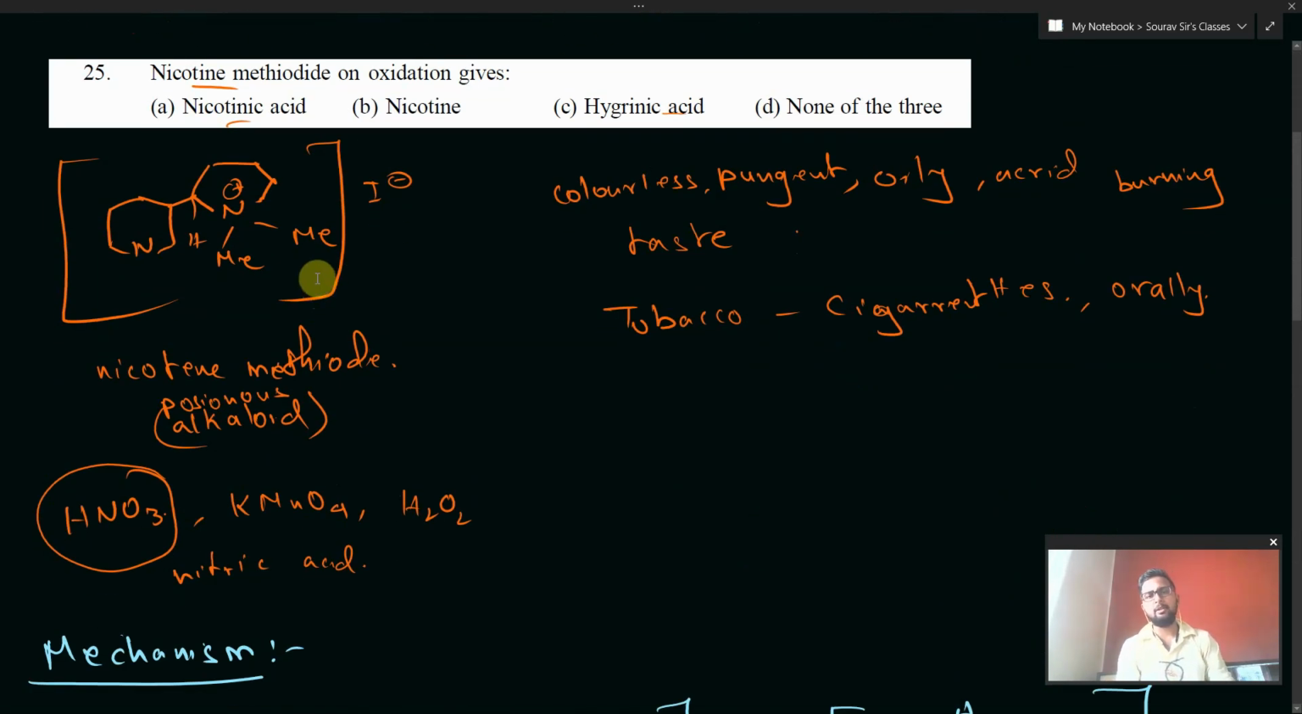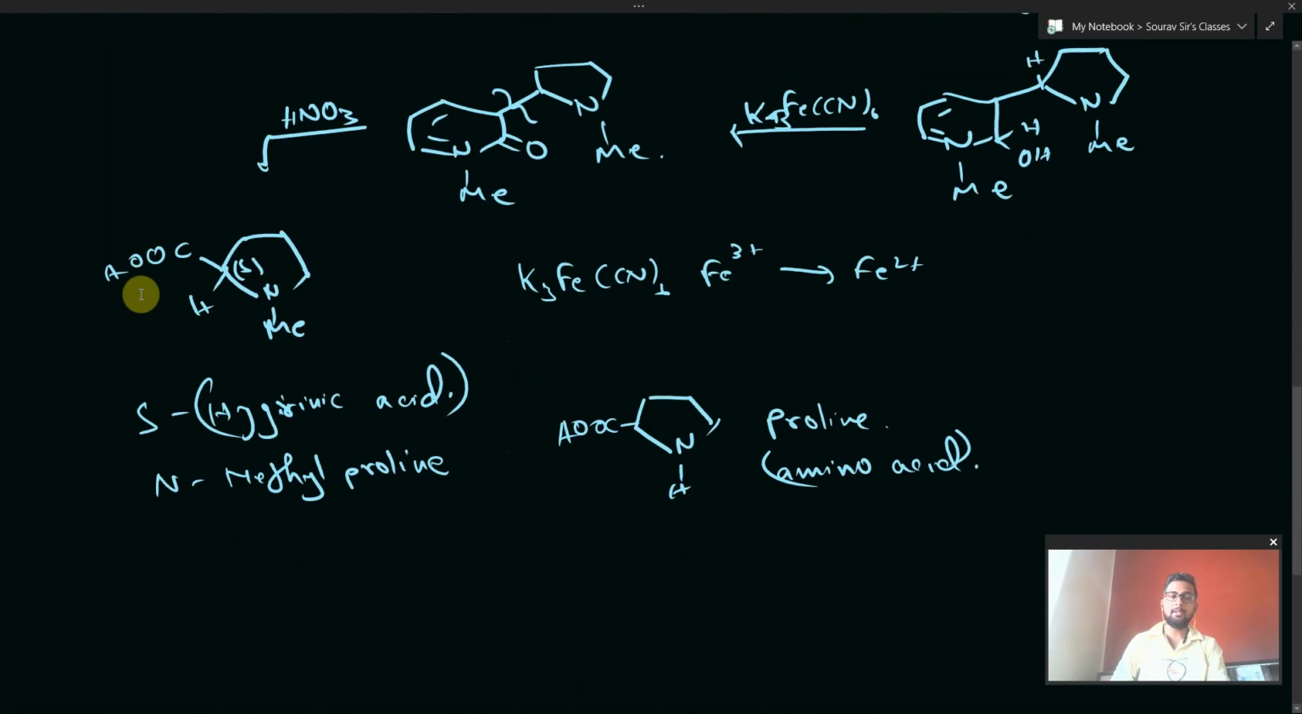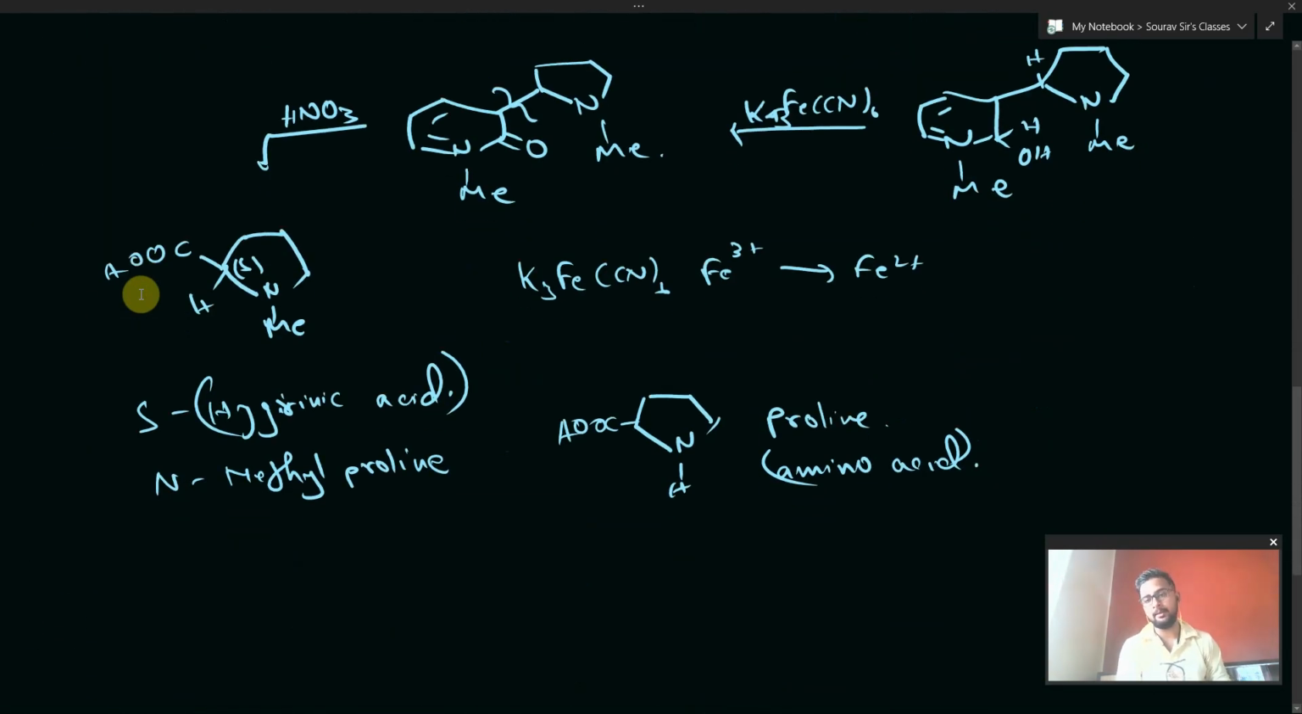I've explained all the structures. So let us end this video here. I hope you have learned a lot. Here we have a mistake over here. You have learned a lot about how oxidation works, what is nicotine, and what is this methyl iodide derivative, and what would be the exact appropriate products that will be formed according to the mechanism that we have followed. So let us end the video here.